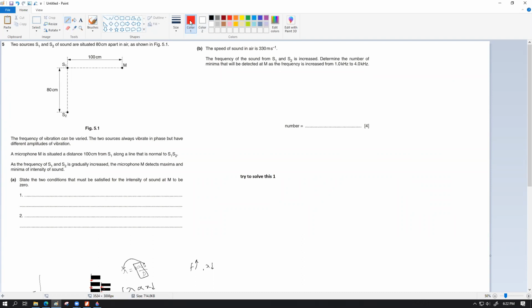I'm going to make 2 changes. First of all, let's make one change. I'm going to make this 60 centimeter and make this maxima. Solve this question for me.